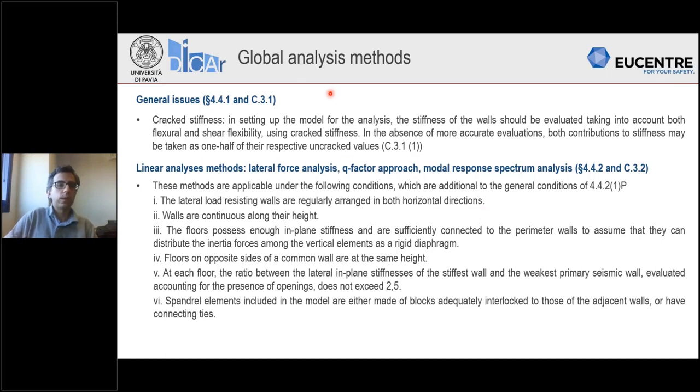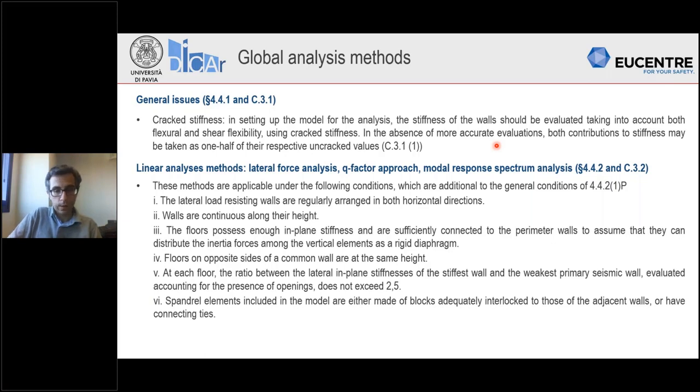Now, moving to the global analysis methods, Eurocode 8 is firstly giving some general considerations, which are reported in section 4.4.1 and section C.3.1, which is specific for masonry buildings. The most important general consideration regards the crack stiffness. So you are required, or at least it is suggested, to use in the model crack stiffness, both for flexural and shear stiffness.